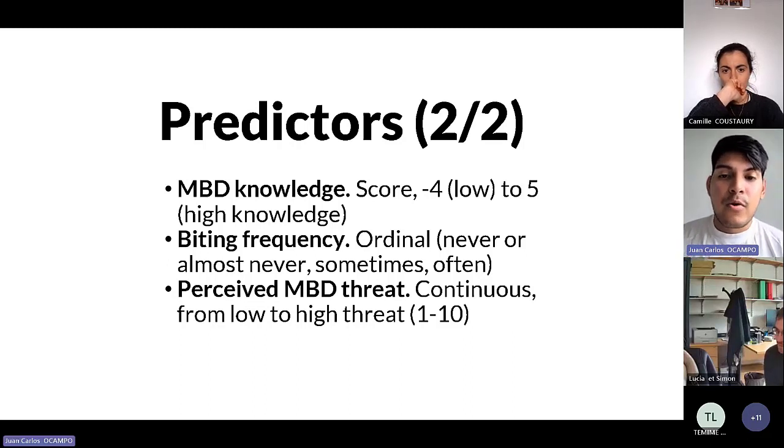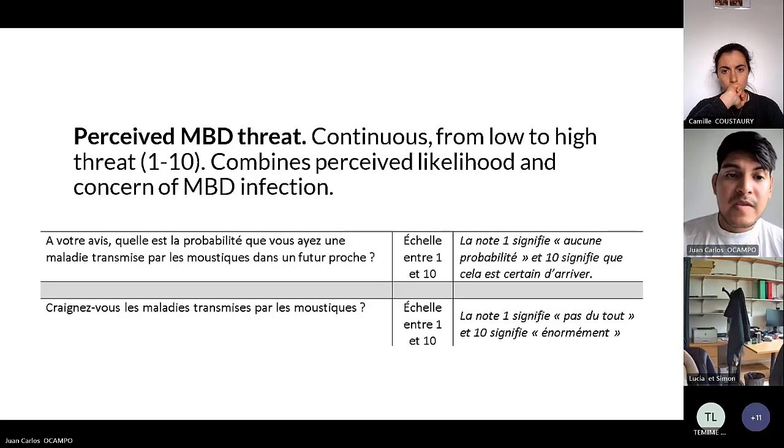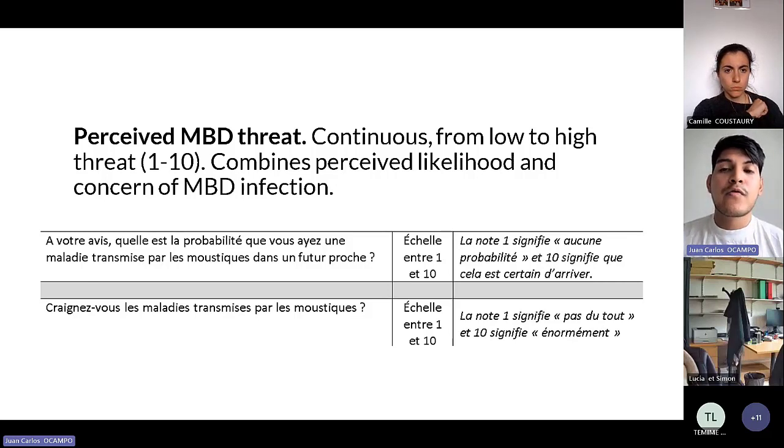Biting frequency is an ordinal, and it goes from never or almost never to sometimes and often. It just states how often you perceive that you've been bitten by mosquitoes. And then we have perceived MBD threat. This one is also quite interesting. It's a continuous variable. It follows the same procedure as confidence in health authorities. This continuous variable goes from low to high threat, from 1 to 10. And it combines two aspects, which are perceived likelihood and concern of MBD infection.